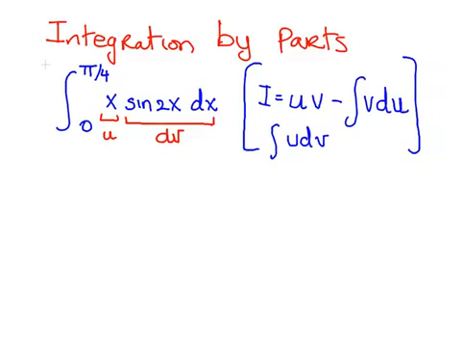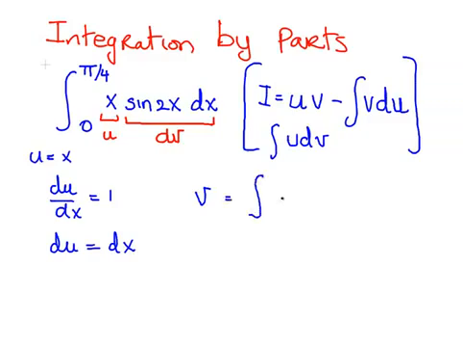So we have u and we have dv. So du dx is equal to 1, because u is equal to x. That helps. So du is equal to dx in this example. Now this is the next part. We have to compute v, and that is the integral of dv. In this case, that is the integral of sine 2x dx. So what we have to do is integrate that.